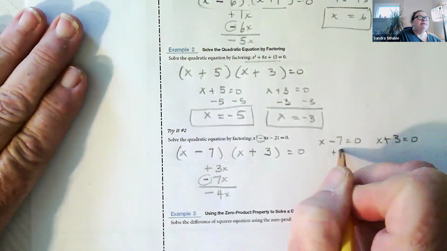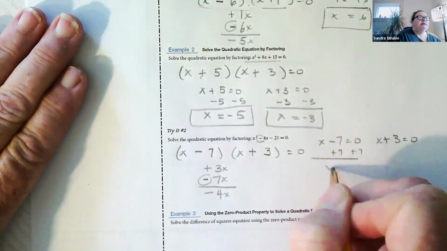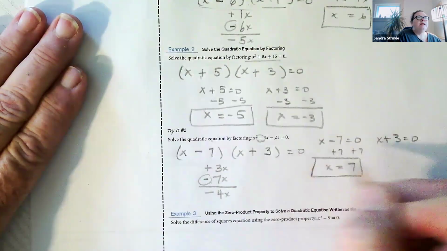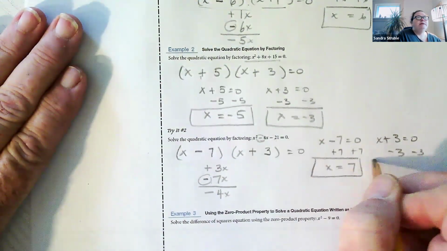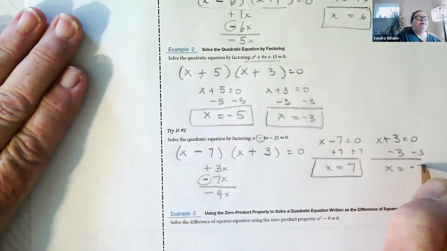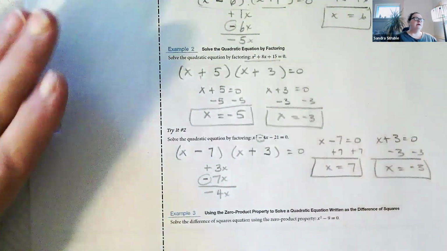We're going to add 7 to both sides. x is equal to 7. Subtract 3 from both sides. x is equal to -3.